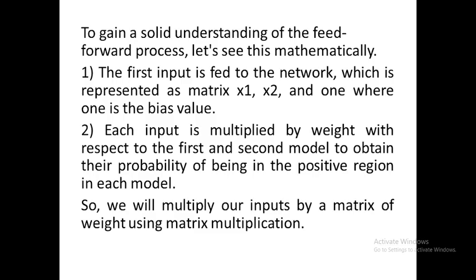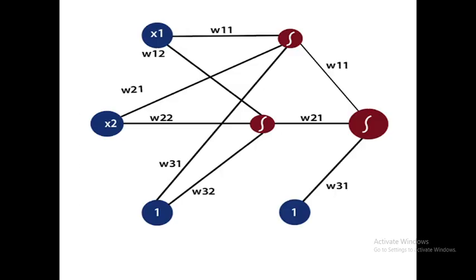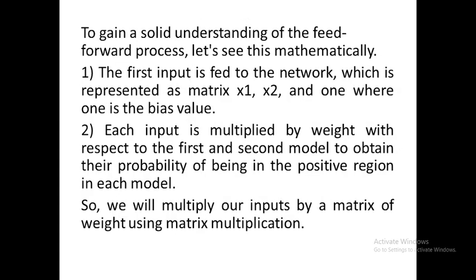The first step is how to calculate the mathematical things in this feed forward network. In this, the first step is the input is fed to the network, which is represented as matrix x1, x2 and 1, where 1 is the bias value. I already told in the diagram 1 is the bias value, x1 and x2 are the two inputs. In the matrix form, we need to give the input of x1 and x2 and the 1 bias value.